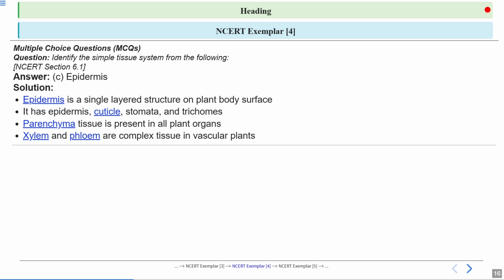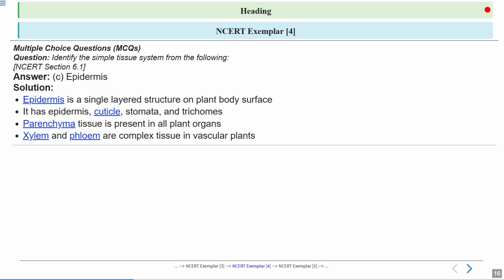Three systems were there, right? So that is why you should read the question very carefully. Identify the simple tissue system, and among the options given, only this is the tissue system. Parenchyma is not a tissue system. Parenchyma is a type of cells that is found in the ground tissue system.